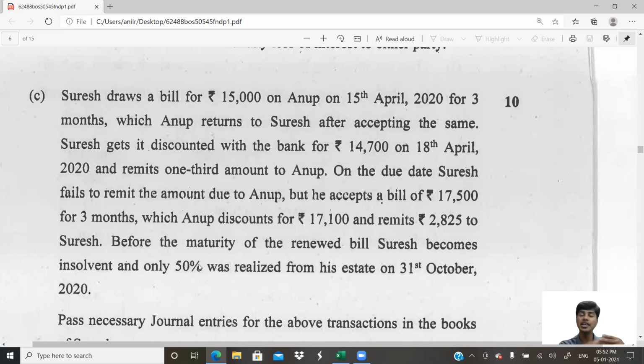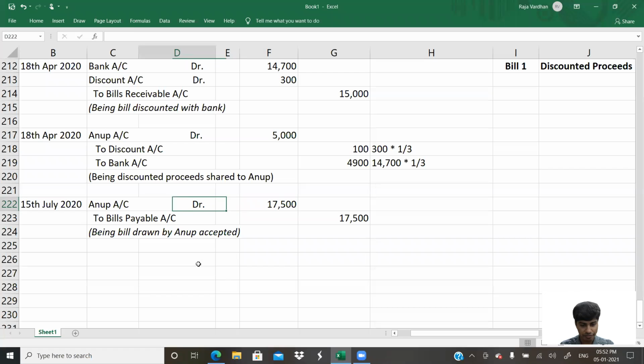Sir, then when will we write the entry in the books of Suresh? We will write the entry in the books of Suresh when Anup shares the discounting proceeds with Suresh. I repeat, the entry will come in the books of Suresh when Anup shares the discounted proceeds with Suresh. Let us see what is happening. Anup discounts for 17,100 and remits 2,825 to Suresh. So how much money is Anup giving to Suresh? 2,825. So come on, let us write the entry for the 2,825 rupees we are receiving. So how much did we receive?